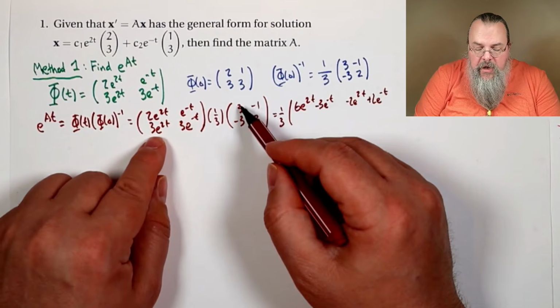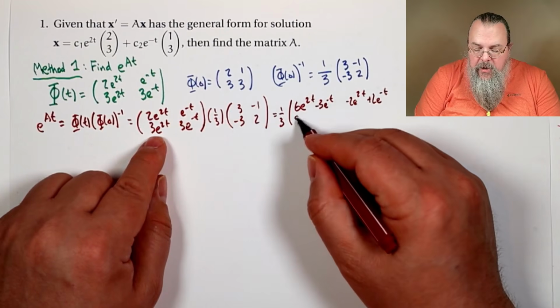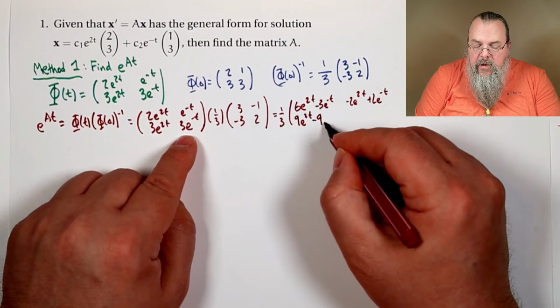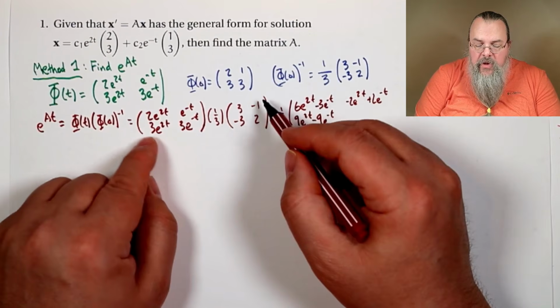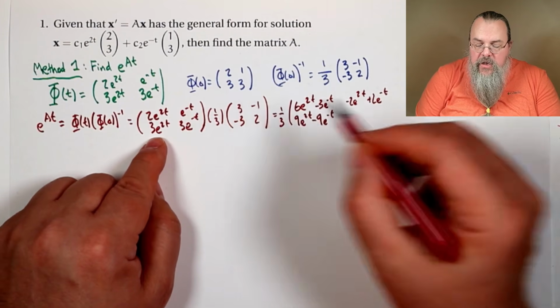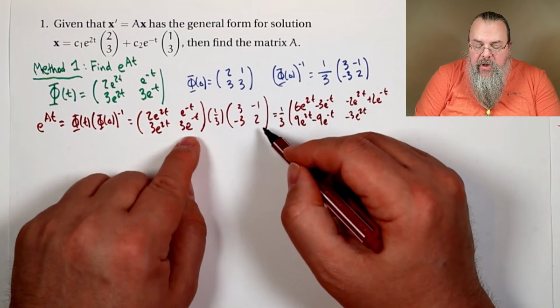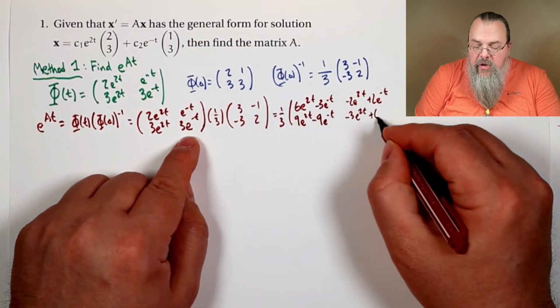And then we're going to get a 9e to the 2t and subtract 9e to the minus t. Then we'll get a minus 3e to the 2t and a plus 6e to the minus t.